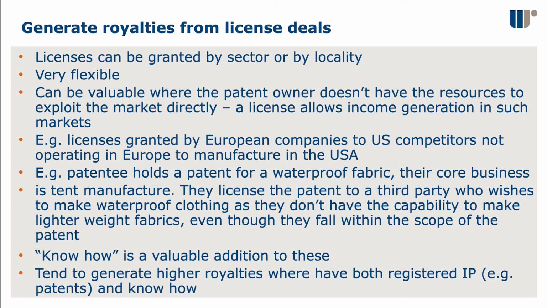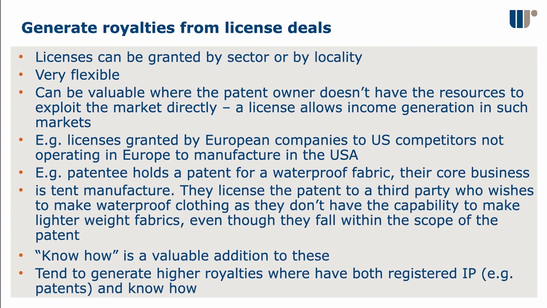So, for instance, a license granted by locality might be a license granted by a European company to a US company. The European company doesn't operate in the US, and the US company is held by license not to compete in Europe. That way the European company can get the revenue stream from the very profitable market of the US without having to put distribution networks in place or local sites.